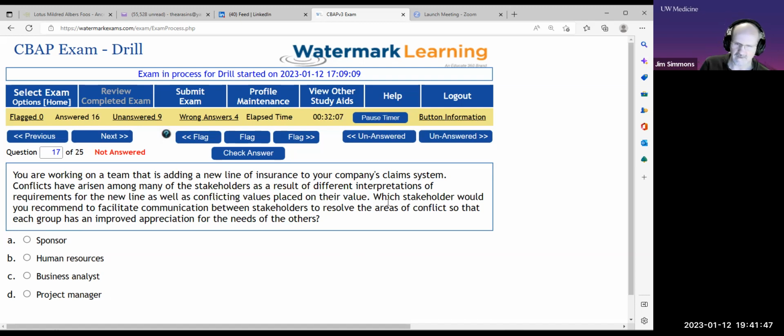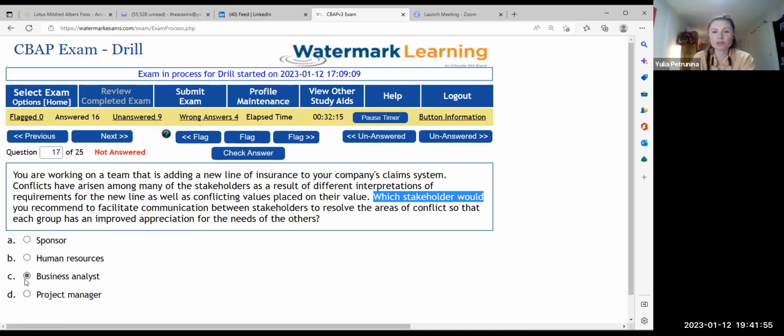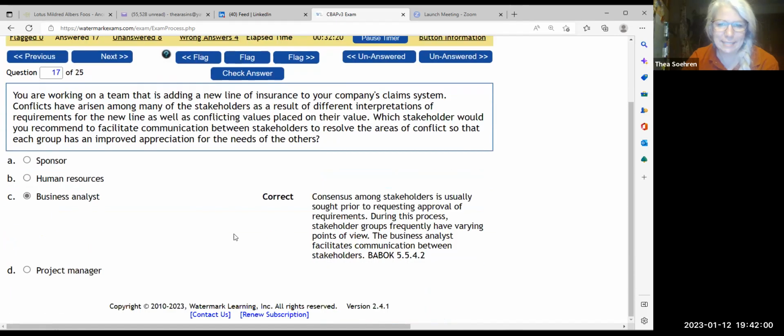I'm voting for business analyst, B, because our job is to manage stakeholder conflict. I mean, conflict management is one of our skills, to facilitate communication. Let's check this answer. Yes, correct. It's B. There we are, guys. That's us all over the place. Consensus among stakeholders is usually sought prior to requesting approval of requirements. During this process, stakeholder groups frequently have varying points of view. The business analyst facilitates communication between stakeholders.